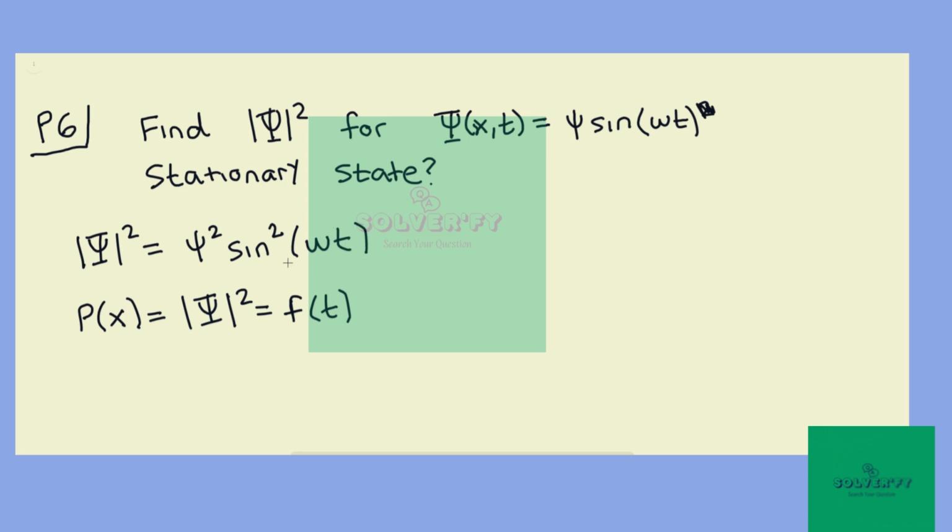So we have an observable, the probability of locating a particle at a position, which is clearly a function of time. Thus, this cannot be a stationary state. For a stationary state, all observables must be time independent. And we just have shown that there's one that's clearly not. And that's it.